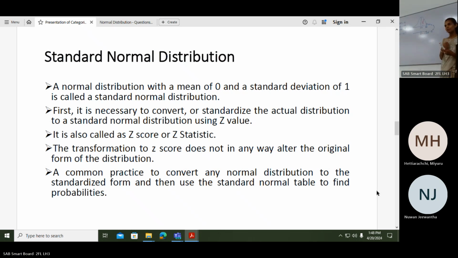Okay, but we want to get the probability value of the greater than 1.25. Then how to calculate this area? 0.5 minus this one. Why? This area is 0.5 no? Up to that point 0.3944. Then how to get that area? 0.5 minus 0.3944. What is the value? 0.1056. Understood?